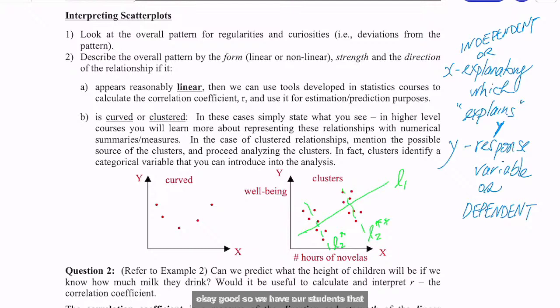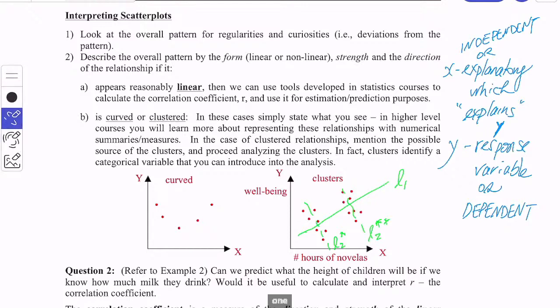Okay, good. So we have our students that are taking a chance. Lines 2, correct. Right. So why did you pick those ones? Why not line 1? What was your justification?